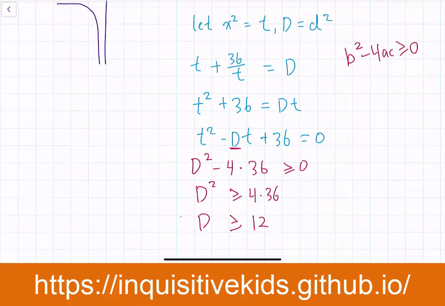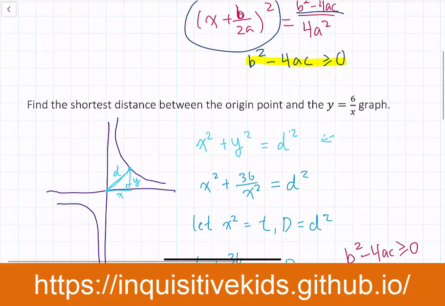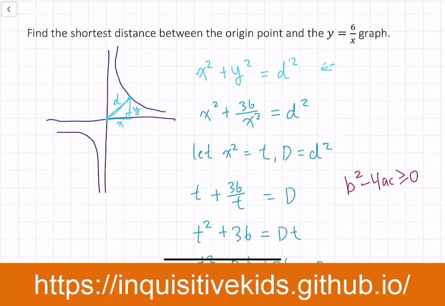And because we know that this uppercase D is equal to lowercase d squared, lowercase d itself will be greater or equal to the square root of 12, which is 2 times the square root of 3. And now we've solved our first problem. The shortest distance between y and the origin point is 2 times the square root of 3.